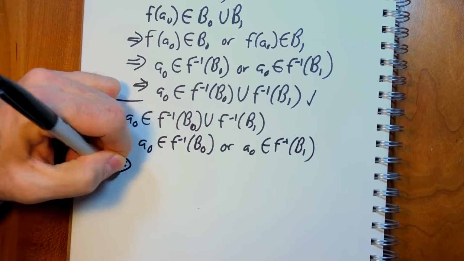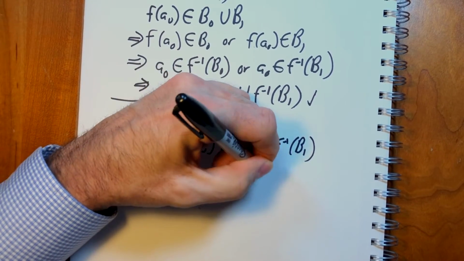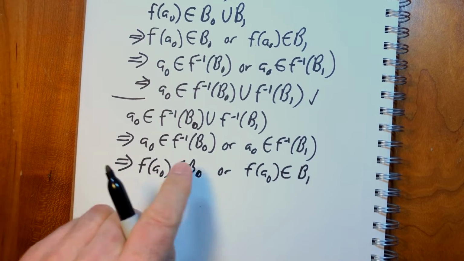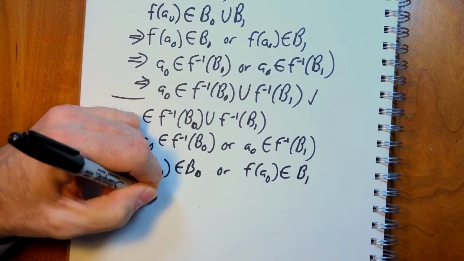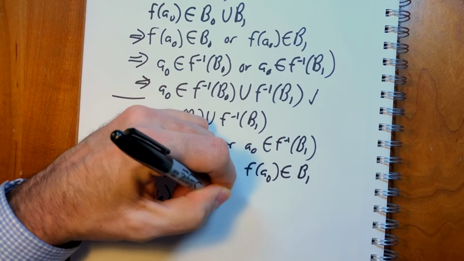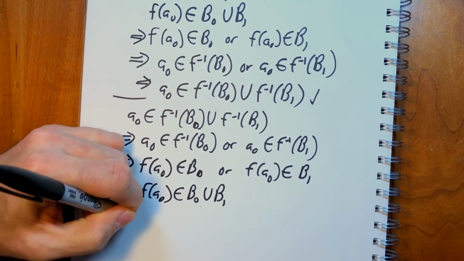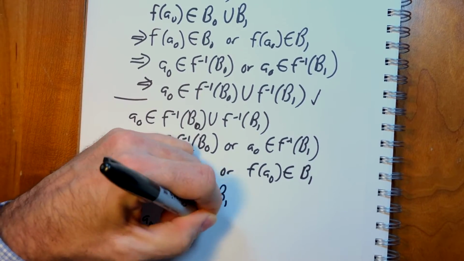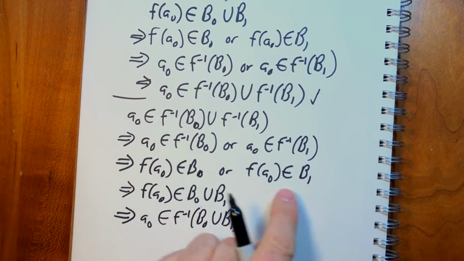That means that f of a0 is an element of B0 or f of a0 is an element of B1. Now, if f of a0 is an element of B0, then it's also an element of the union of B0 and B1. And the same thing for this. And if this is the case, then a0 is an element of the preimage of B0 union B1. Okay? And the same thing is true here.